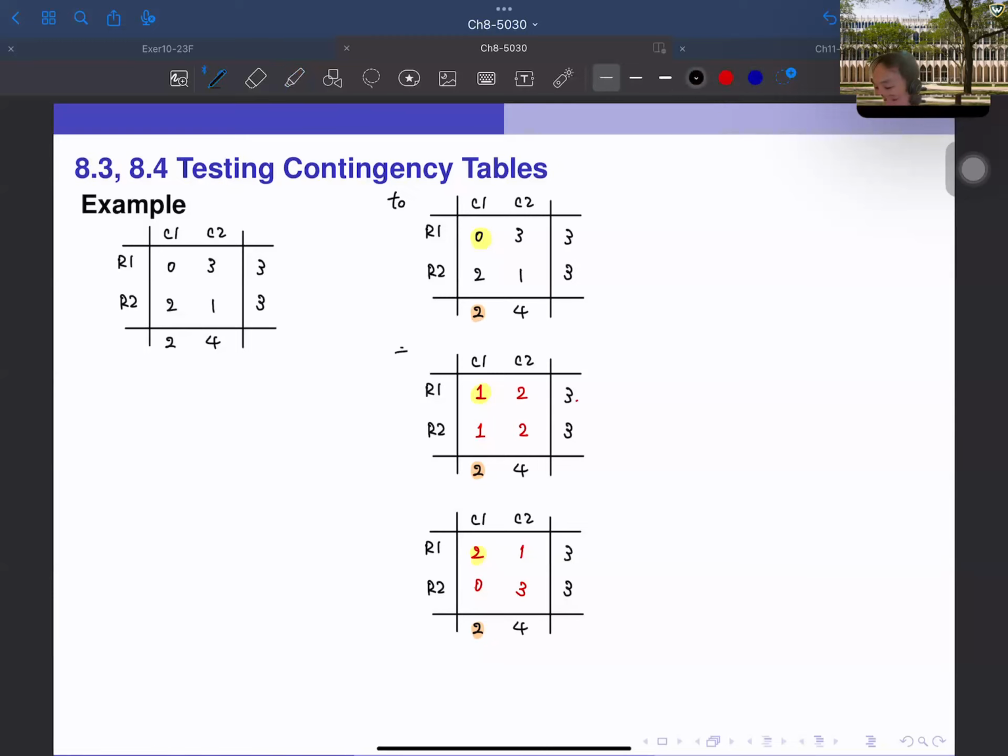Then we calculate the likelihood of each table. We say this is T0 and T1 and T2. And for T0, what is the possible number of ways to get this table? In total, we have 6 observations. So basically, we have 6 factorial ways to assign these observations. So we have A, B, C, D, E, F, or something.